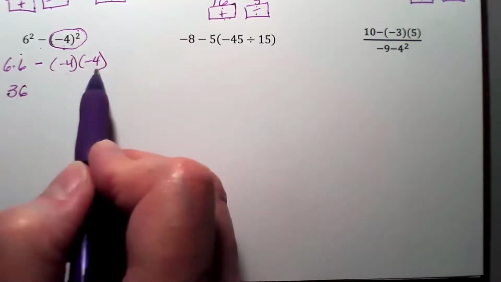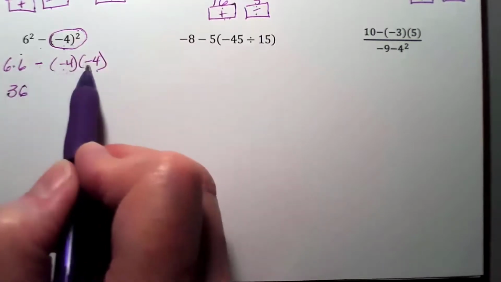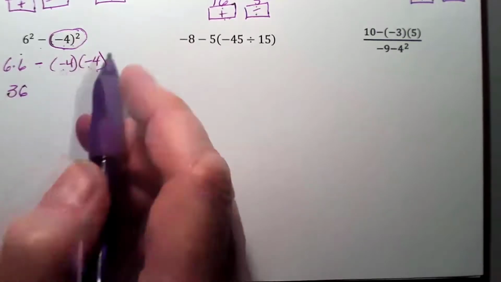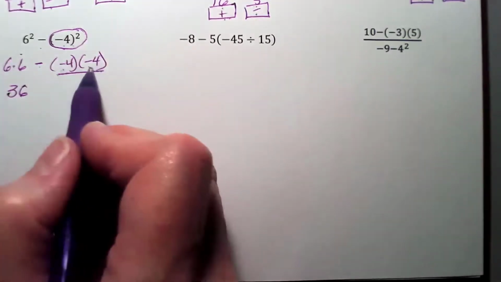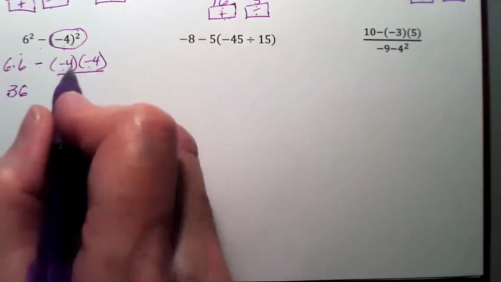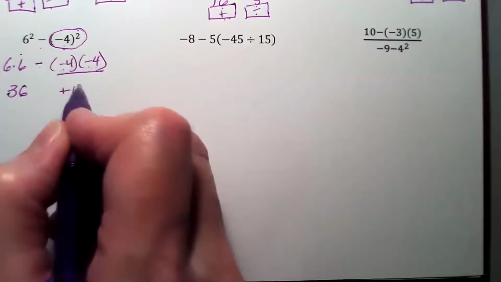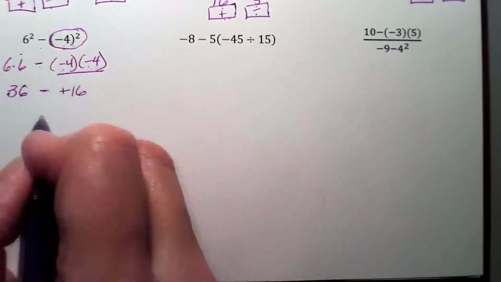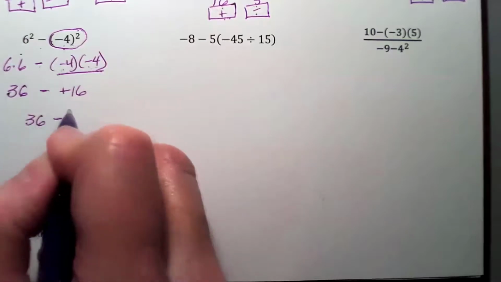4 times 4 is 16, and I have 2 negative signs. If you do it this way, 2 negatives make a positive answer because it's an even number of negatives. 4 times 4 is 16. And I still have the minus. So I have 36 minus 16.